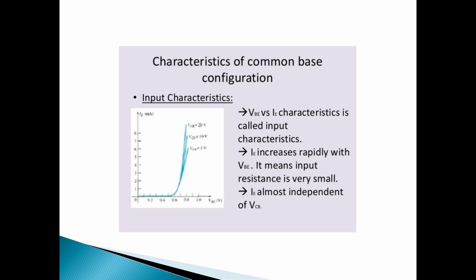Now this is the input characteristics for common base configuration. As the emitter junction is forward biased, this characteristic is similar to that of a forward biased PN junction. That is, with increase of input voltage, the value of input current will increase, which shows the value of input resistance being low. It is almost independent of the value of VCB, that is the output voltage. It mainly depends upon the increase of input voltage.